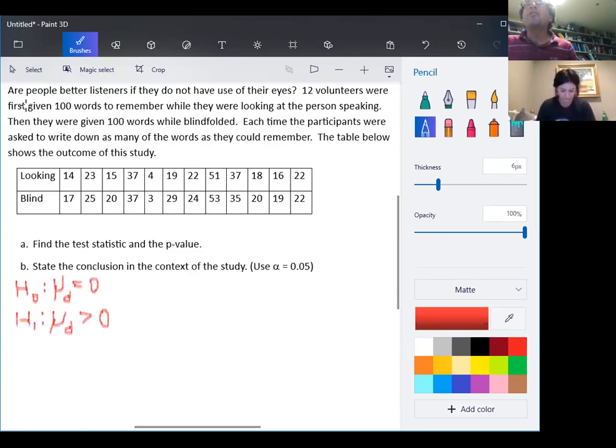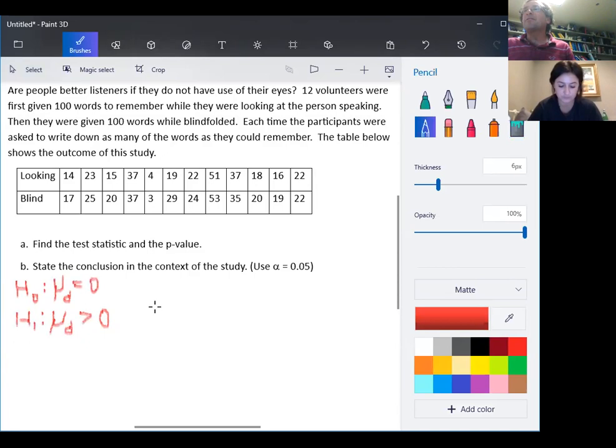The only other situation is had it said, is there a difference between being blindfolded and having sight? So what do you think the inequality would be if that was the question? Just not equal to. Yeah, you'd have a not equal to instead of a greater than. There's always 3 choices, right? There's less than, greater than, and not equal to.